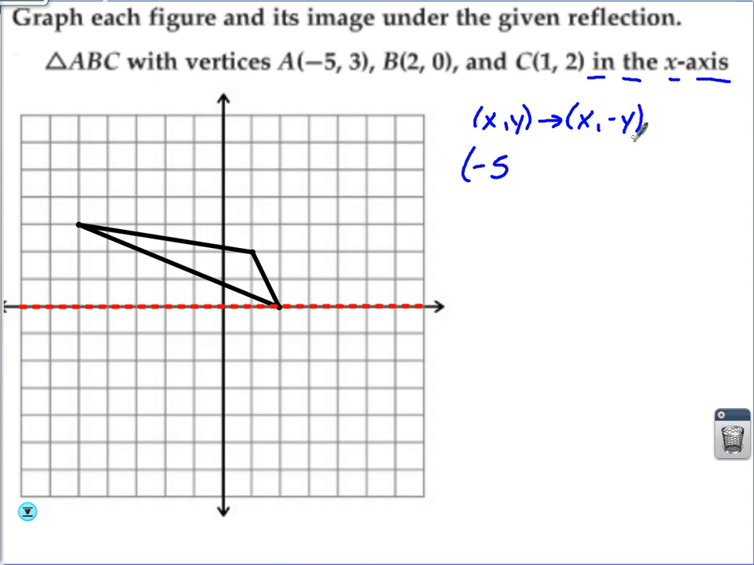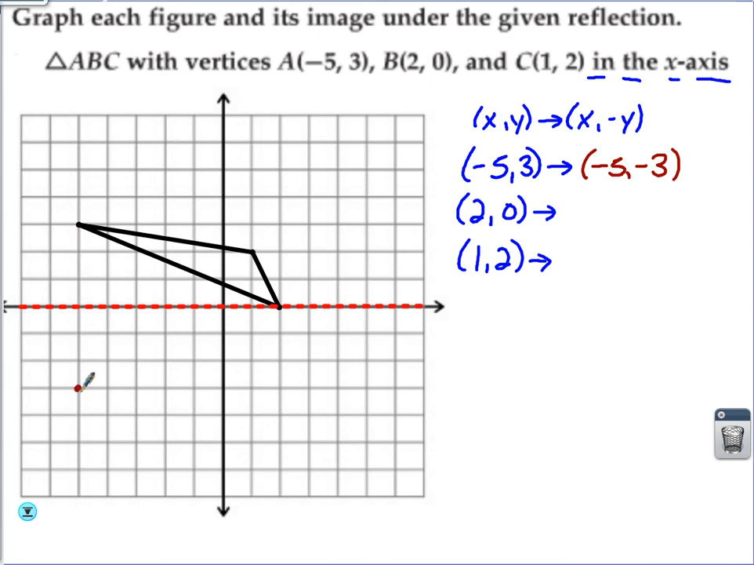There's the rule. So (-5, 3), (2, 0), and (1, 2) will turn into, help me out, Brianna, performing that rule: (-5, 3) will turn into what? (-5, -3). Let's plot that. (-5, 3) turns into (-5, -3). Do you see how it reflects?